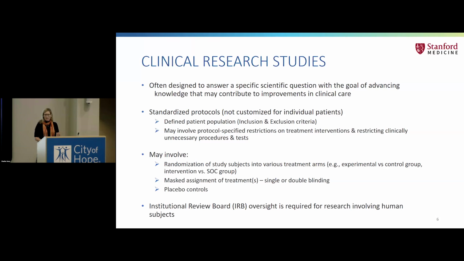Clinical research can involve randomization, right? So patients can be randomized into various treatment arms. You can have an experimental versus a control group. You may have an intervention versus a standard of care group. You can sometimes see masked assignment of treatment, so patients may be blinded to what intervention they're receiving. So that's single blinding, or the research team, the investigator, as well as the patient may be blinded, so double blinding of that study. And some patients enrolled on clinical trials are not going to receive any intervention at all. They may be on a placebo arm.